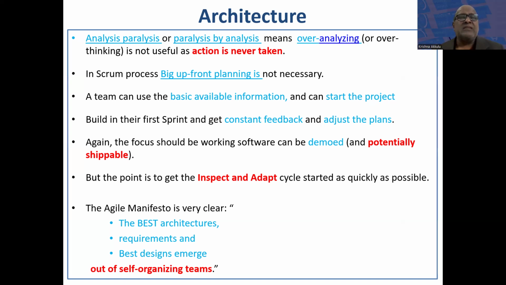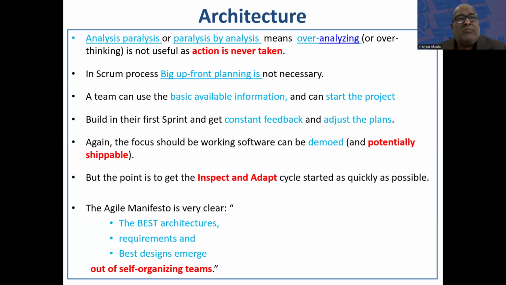In the Scrum process, big upfront planning is not required. The team asks what the basic information is. You build some product or software, go and demo it to customers or stakeholders, take their feedback, then adapt your plans. That's how you keep giving demos, taking feedback, and improving the product, to learn what exactly the customer wanted. That's the way architecture works in the Scrum process.